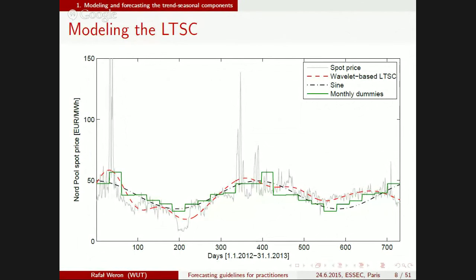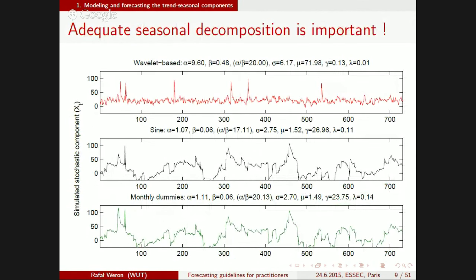As you can see, it deviates at some parts a lot from the sine function, and this makes a big difference. Now, if we remove these trend components from the data, remove also the weekly component, which I'm not showing here, and look at the residuals, and then calibrate or estimate a simple stochastic model to the residuals. That's what we usually do. And this simple model in this case is just a jump diffusion model. So it's a mean reverting process with Poisson jumps.